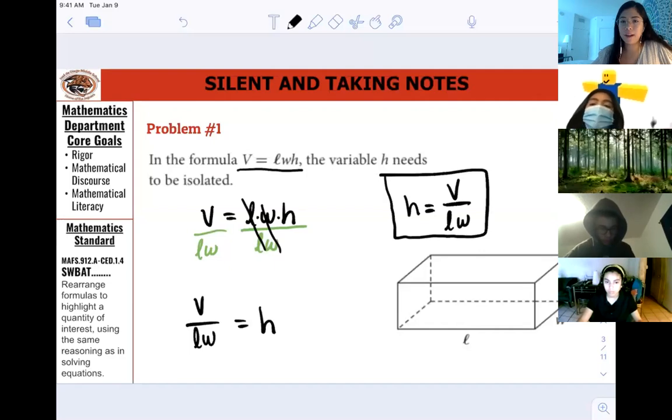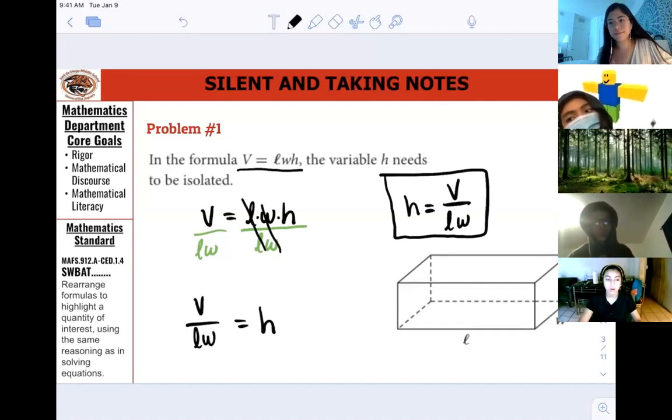So basically, this obviously was just one step. We're going to definitely do ones that are more than one step. But all you have to remember is that you're basically solving it just like a normal equation. It's just that instead of numbers, you have other variables. Like letters? Yeah, other letters. Okay. Do I have any questions so far?